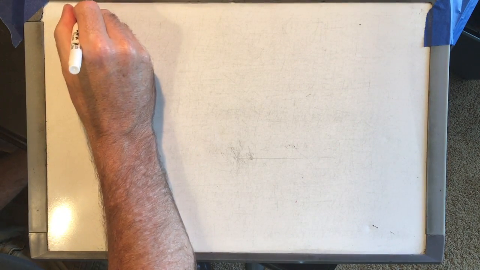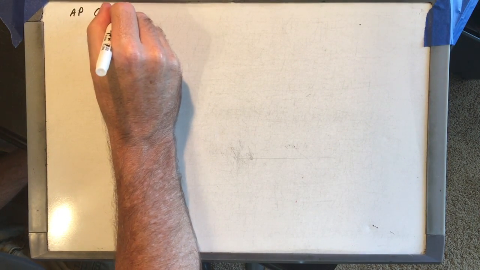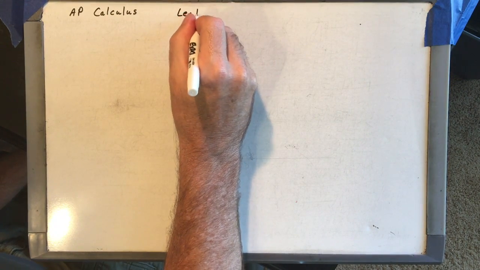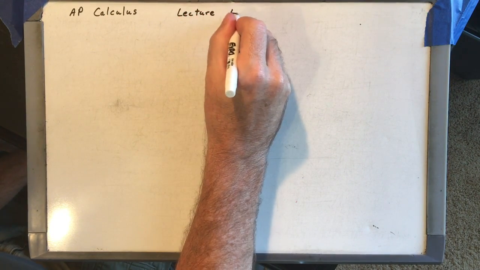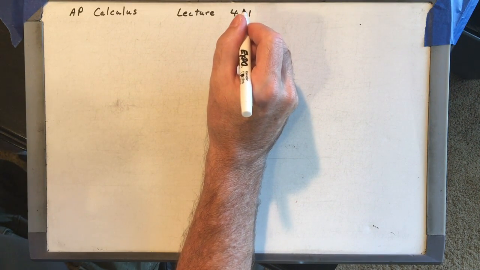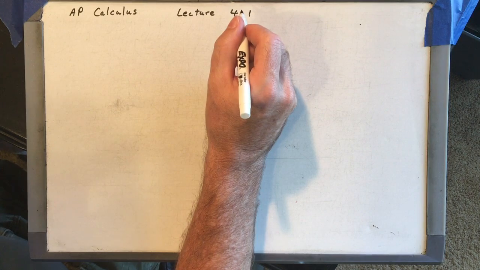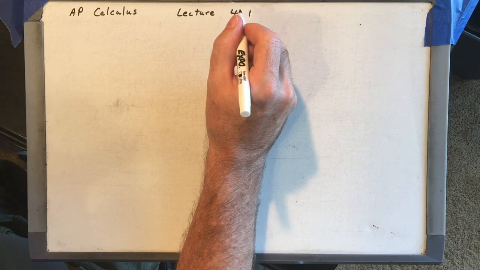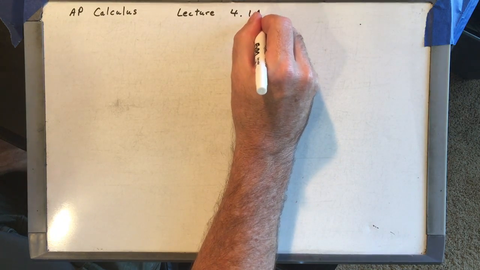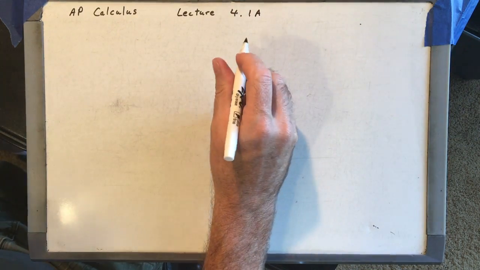All right, this is AP Calculus, and we have moved to Chapter 4. All right, so we're going to be in Section 4 for a couple of lectures. So we'll call this lecture 4.1a. There will be also a 4.1b.